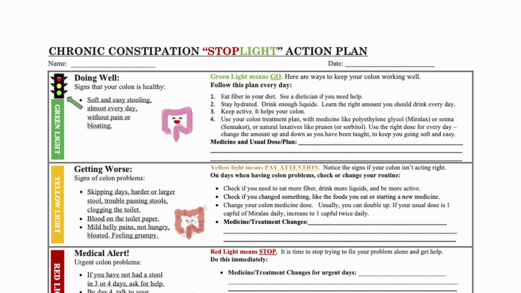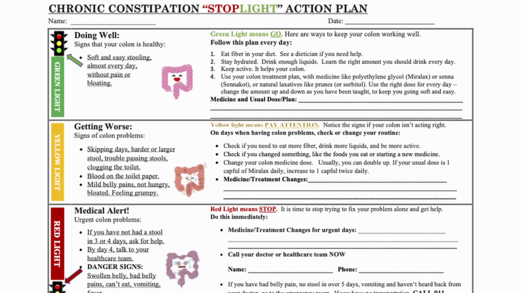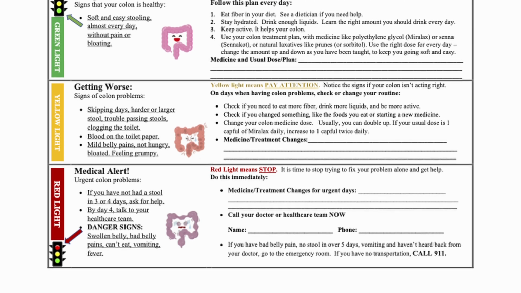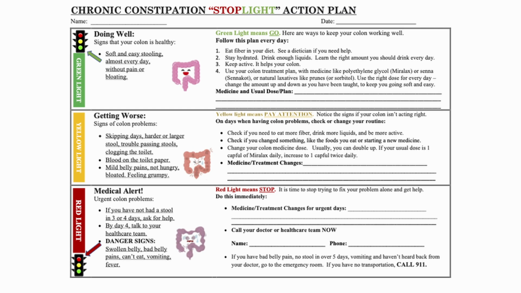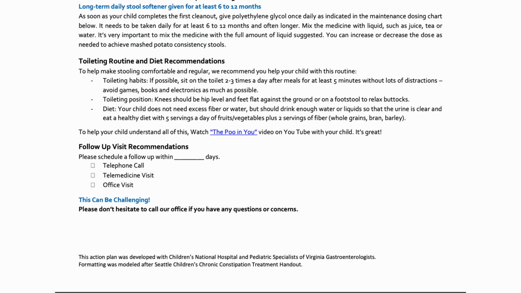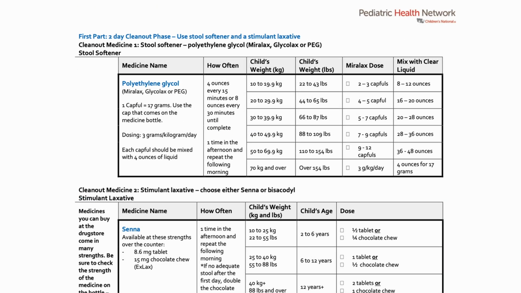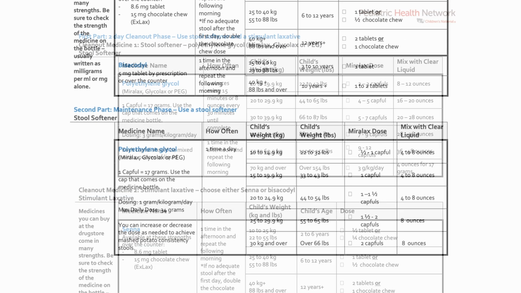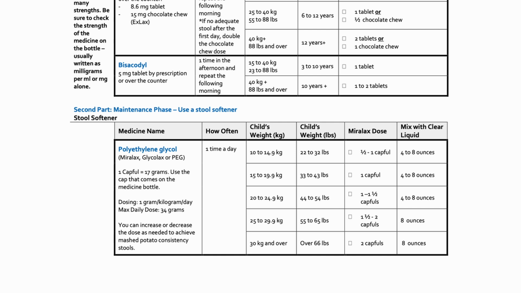For example, the constipation action plan used in this example is written at a 4.5 grade level and has layout and visuals that make the information easy to navigate. In comparison, this constipation action plan from Pediatric Health Network has wonderful information, but is written at a 13.1 grade level and would be more appropriate for a high literacy parent.